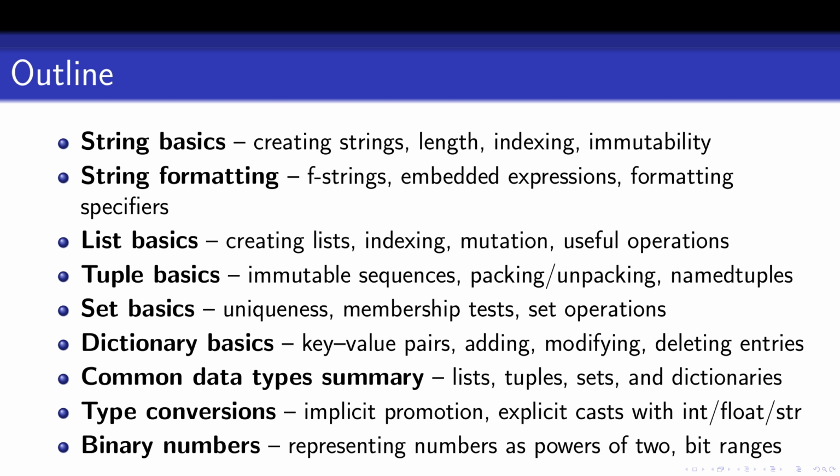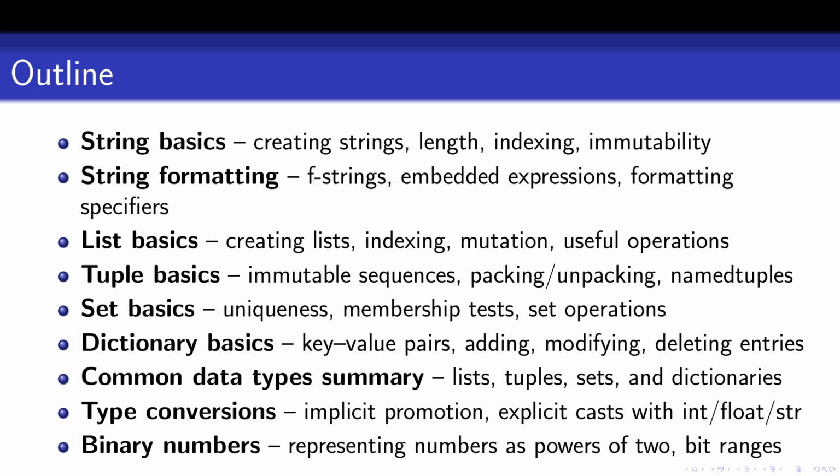Let's look at the outline of what we'll cover. We'll begin with string basics, where we'll learn how strings are created, indexed, and manipulated. Then we'll move into string formatting, focusing on f-strings and format specifiers that make output clear and professional. Next, we'll study lists, one of Python's most versatile data types, covering creation, indexing, mutation, and useful operations.